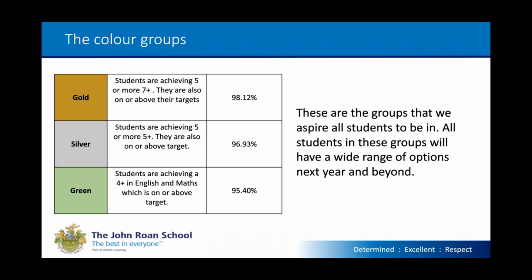The silver group is students that are achieving 5+ or more in five or more subjects, and again on target. And the green group is students that are achieving a 4 in English and maths, which is on or above their target. Now you can see here that there is a huge correlation between the colour group and also the percentage attendance. So the percentages are percentages of our year 11 that left last year in these colour groupings. Students in the gold group had an attendance of 98.12%, in the silver group nearly 97%, and in the green group 95.4%. So we know that being in these groups is strongly linked to attendance.